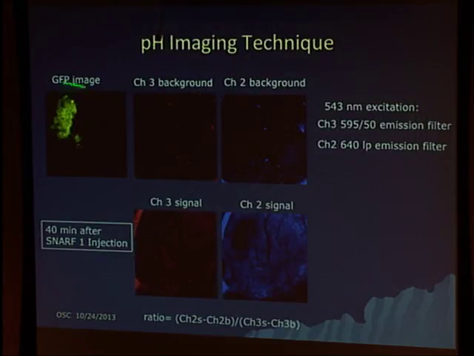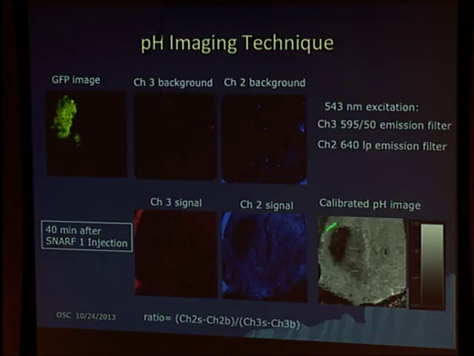So the way this works, here's another example, a GFP tumor. So a tumor that's expressing the green fluorescent protein. It's illuminated with a laser light to make it fluoresce. Turn that laser off and go into the excitation wavelength that's different for the SNARF. Here there's no SNARF. We get a background signal, add SNARF, the signal fluorescence increases, background subtract, and then take the ratio and calibrate that to generate a pH map.